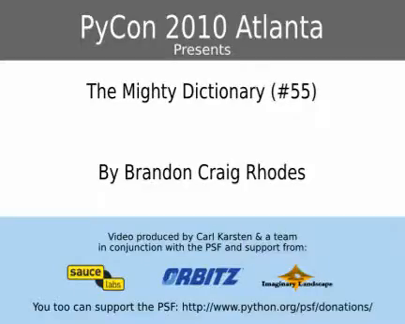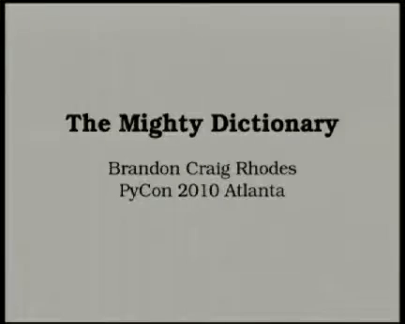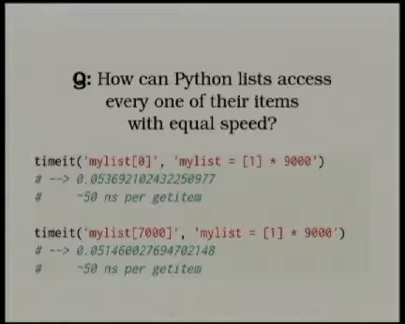Good morning, everybody. As a preliminary to this talk, I define a short function called bits, which when given an integer prints it out in a 32-bit binary notation. You'll see why that is useful to my talk as we go along. This is the Mighty Dictionary, and we're at PyCon 2010.